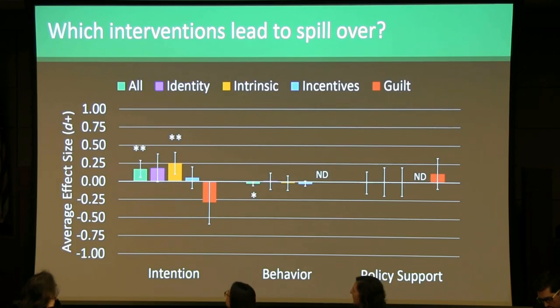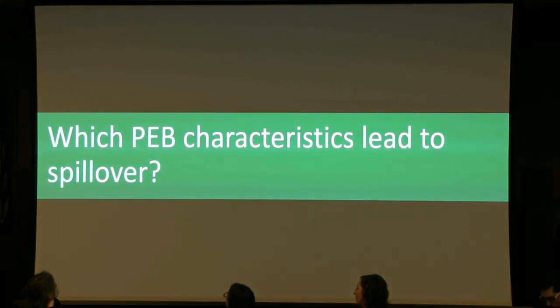So what did we find? Well, we didn't find much. We see for intentions, there's some evidence that identity and particularly intrinsic motivation interventions could lead to some positive spillover for intentions. And perhaps guilt, that confidence interval actually includes zero, so it's not significant, but it's trending that way, that guilt interventions might lead to negative spillover to intentions. We don't really see much happening for behavior, and we don't really see much happening for policy support. And then our last question is, which PEB characteristics might lead to spillover?